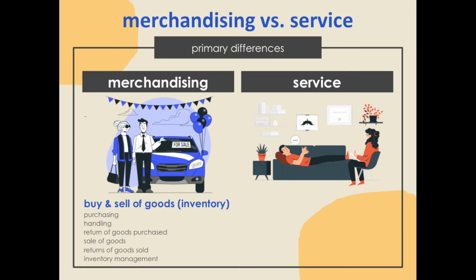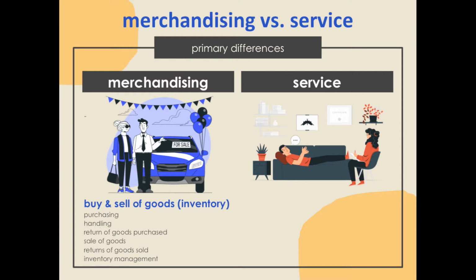Activities specific to merchandising businesses include purchasing, handling, return of goods purchased, sale of goods, return of goods sold, and inventory management. Purchasing involves maintaining records of the kind, quality, quantity, and cost of goods purchased by the company. Handling refers to the transportation or delivery and sorting of goods purchased.